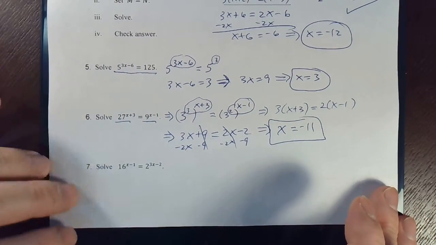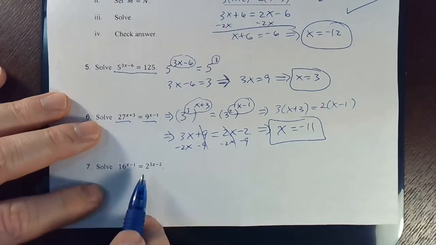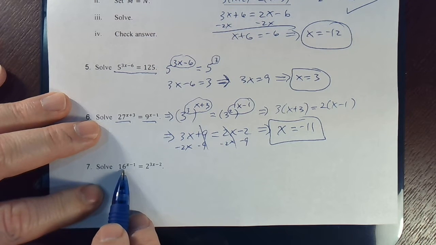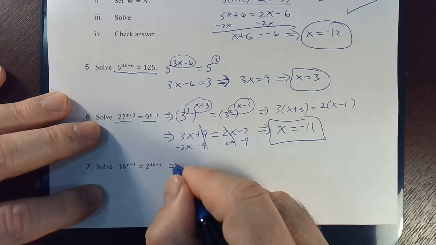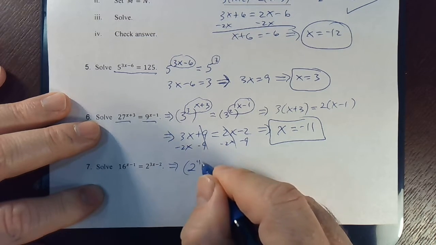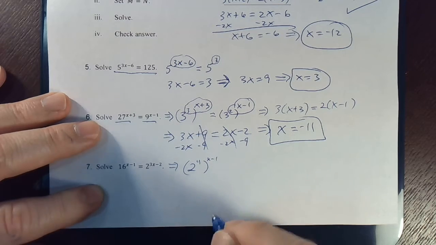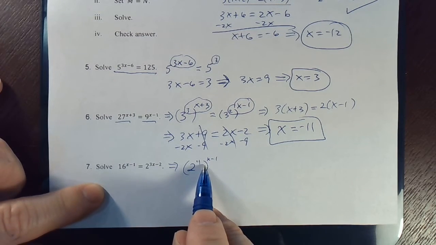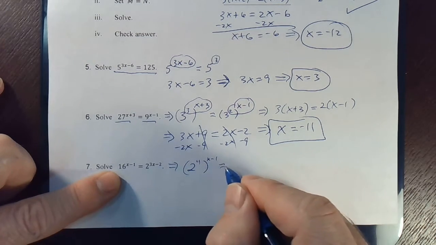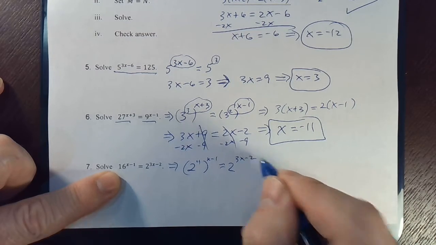And last one for this video. Let's see, good thing is we only have to change one side because 2 will be the base. 16 is 2 to the 4th. 2 to the 4th raised to the x minus 1. So that's 16 to the x minus 1 equals 2 to the 3x minus 2.